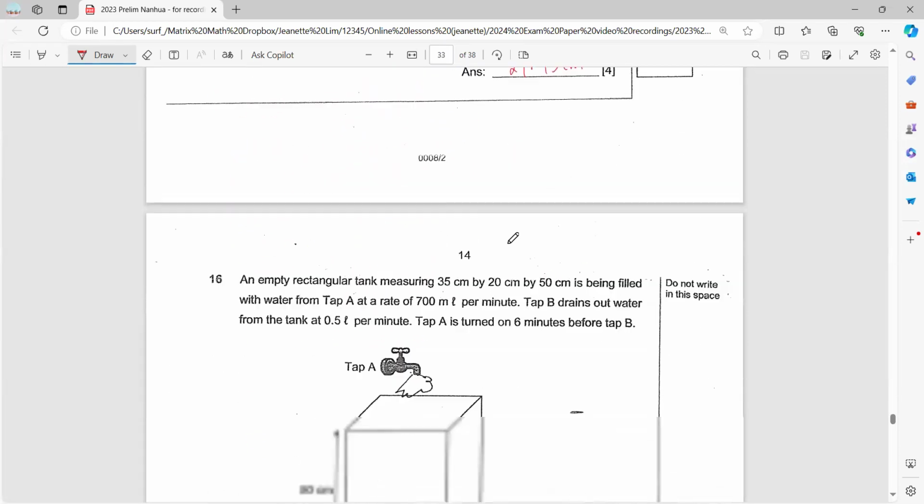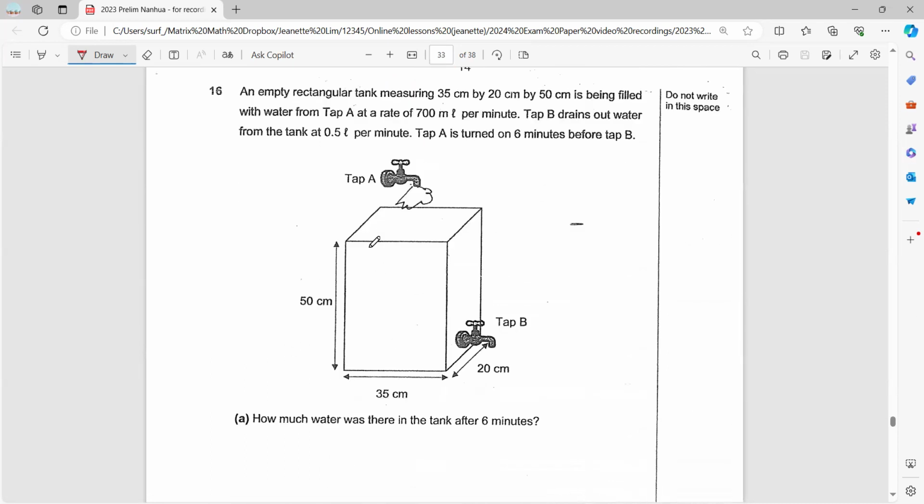Okay, next question, 16. An empty rectangular tank measuring 35 by 20 by 50 cm is being filled with water from tap A at a rate of 700 ml per minute. And then tap B drains at 0.5 liters per minute. Okay, to be consistent, let's use ml, so 500 ml per minute. Okay, so tap A was turned on 6 minutes before tap B.